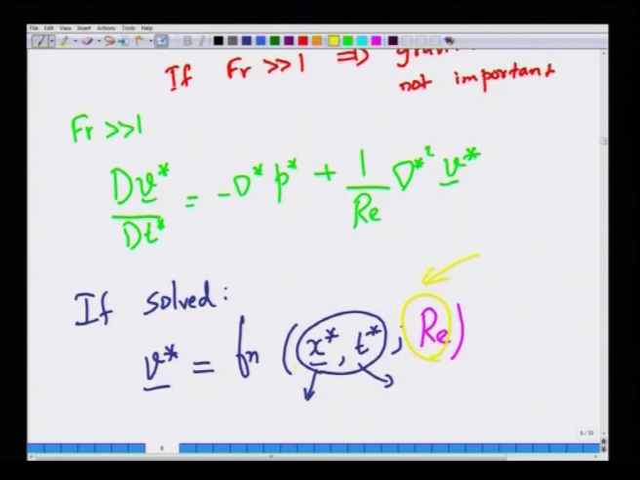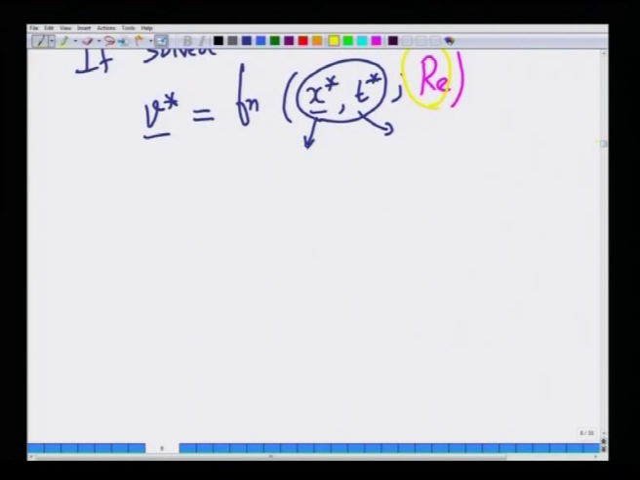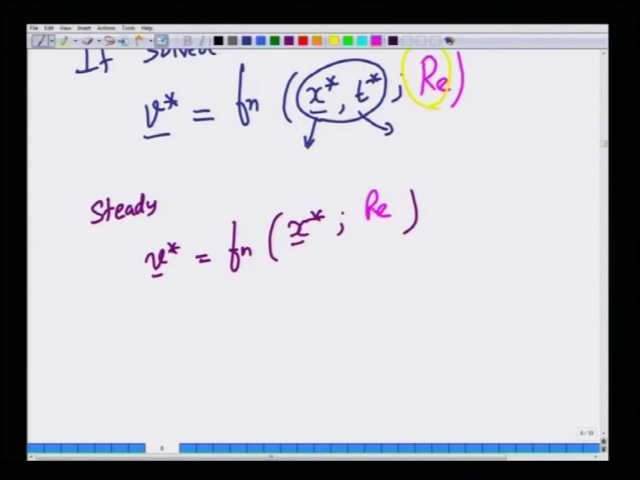This is the only physical parameter that is under control. This is a geometric parameter, in the sense of how far you are from the sphere, and this is a non-dimensional time. Suppose you have steady flow past a sphere, then the velocity at any point in the fluid will not be a function of time, it will be a function of only various spatial coordinates and the Reynolds number.